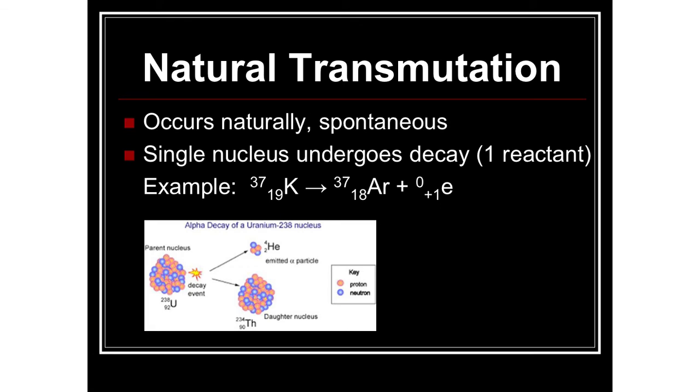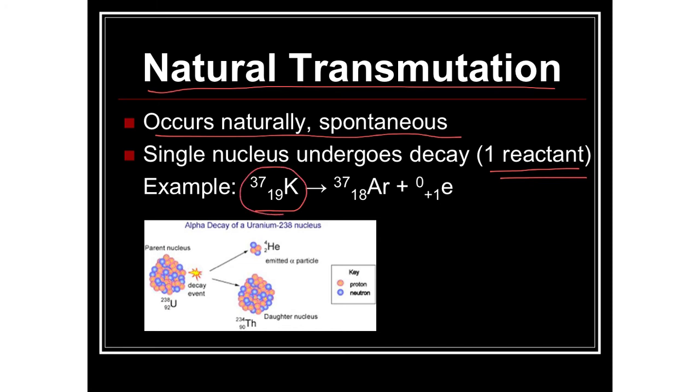All right, in a natural transmutation, as we were saying on the last slide, this occurs naturally, spontaneously on its own. So you will always start with just one particle. In this example here, we're starting with just potassium. If this was an artificial transmutation, we would see two particles, potassium plus something else. So we have potassium transmutating, changing into argon and then a positron. We'll talk more about what a positron is in the next video.